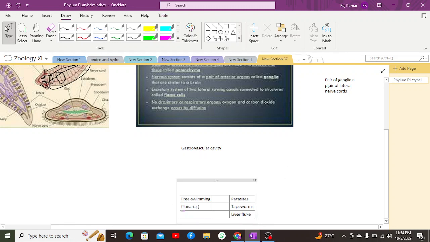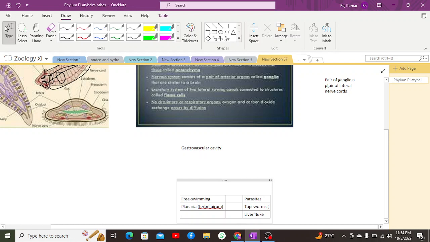Apart from this, these are classified into the following classes. There are three major classes, which include Turbellaria. I'm not sure about the spelling, but this is Turbellaria, which includes planaria, and Turbellaria is a class in which there are free-swimming, free-living platyhelminthes.